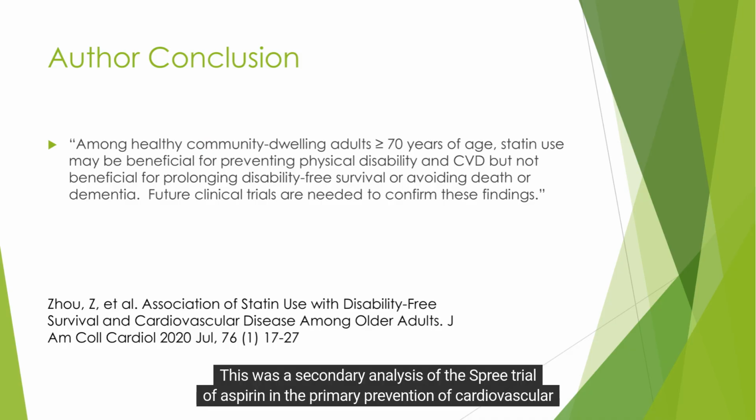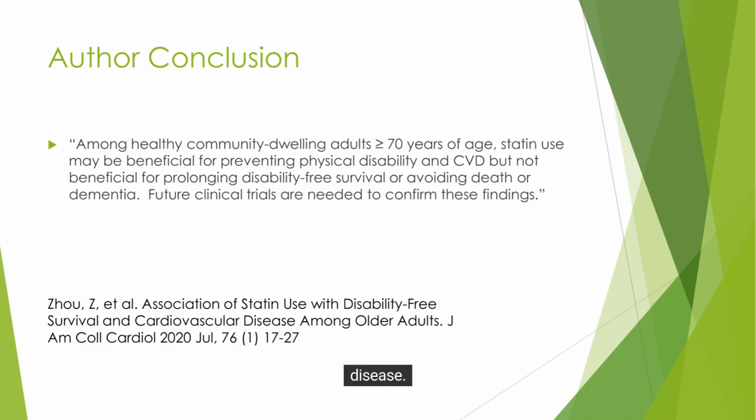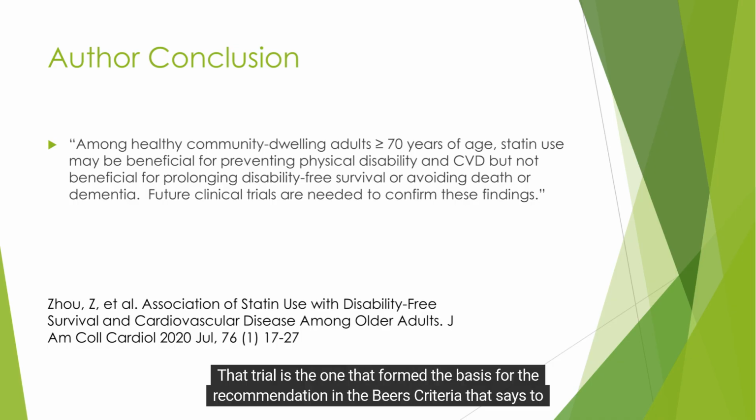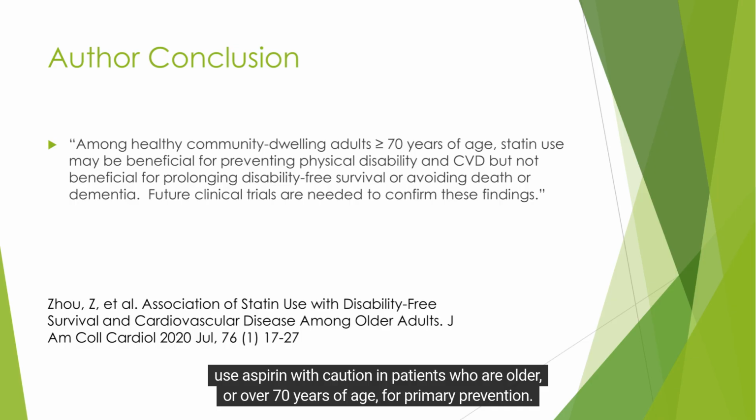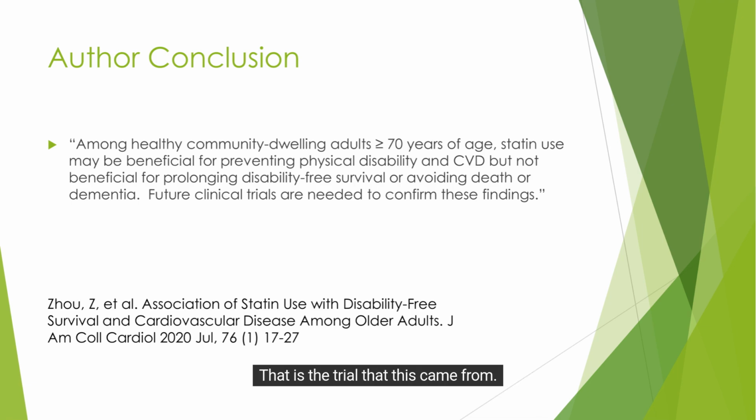This was a secondary analysis of the ASPREE trial of aspirin in the primary prevention of cardiovascular disease. That trial is the one that formed the basis for the recommendation in the Beers criteria that says to use aspirin with caution in patients who are over 70 years of age for primary prevention. That is the trial that this came from.